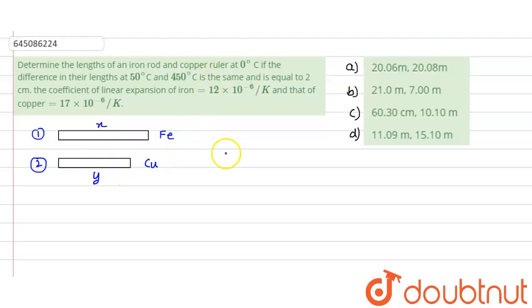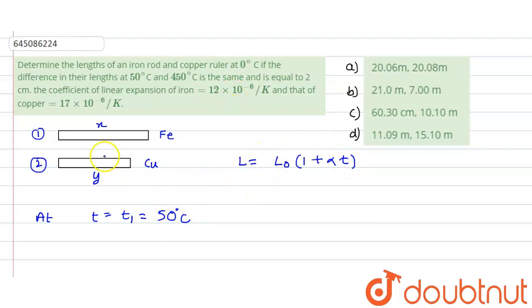We know that the length at any temperature, with respect to 0 degree C, is equal to the length at 0 degree times 1 plus alpha, which is the coefficient of linear expansion of the material, whether iron or copper, times the temperature to which we have raised it from 0 degree Celsius. We denote the temperature by small t. In the first case, the temperature is 50, which we call T1, equal to 50 degrees C. In the exact equation it is delta T, the change in temperature, but since the initial temperature is 0, we can directly write the temperature to which we have heated.